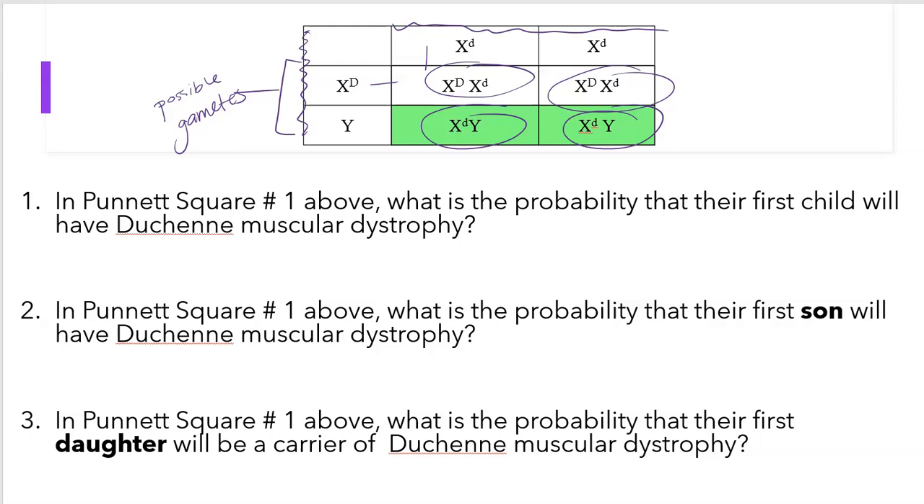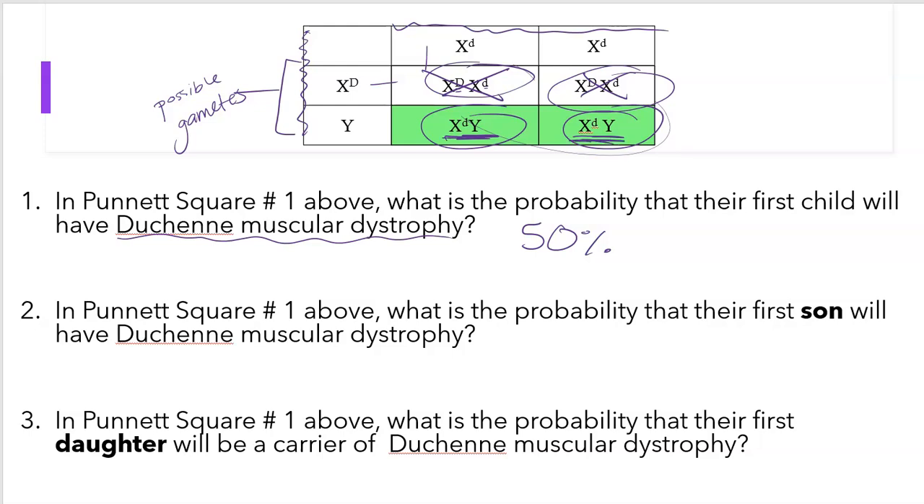So in the Punnett square above, what is the probability that their first child will have muscular dystrophy, so recessive? And it doesn't say their first female child or first male child, just says first child. So we're going to look at all of these genotypes. If they have a dominant allele and it's a female, so there's two, they will not have muscular dystrophy. So only their boys, there's a 50% chance that their child will have muscular dystrophy.